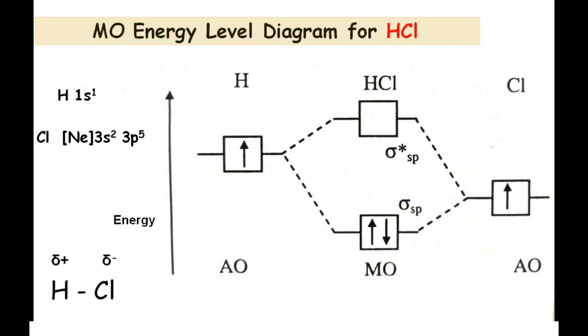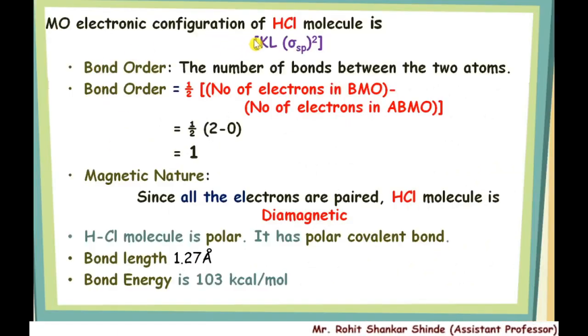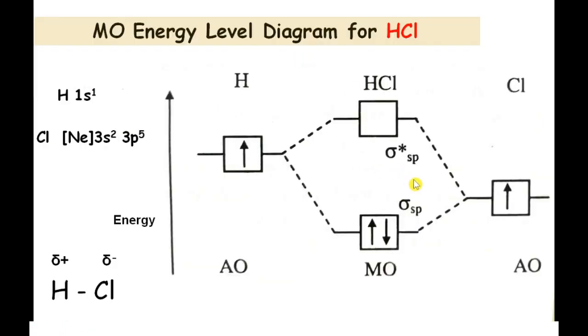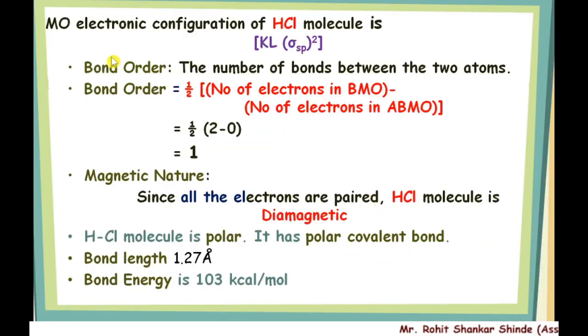The molecular orbital electronic configuration of HCl molecule is written as K L sigma sp2. K stands for 1s orbital of chlorine, while capital L stands for 2s2 and 2p6 orbital of chlorine. Here you can see two electrons are there in sigma sp, that is bonding molecular orbital, as we have seen here. The molecular orbital electronic configuration for HCl molecule is K L sigma sp2.